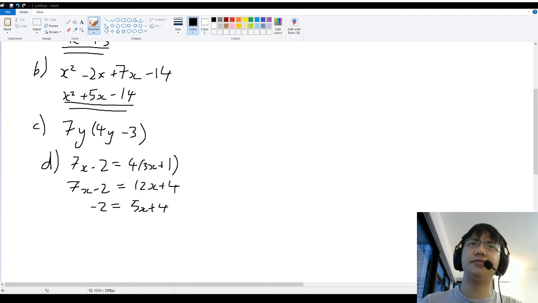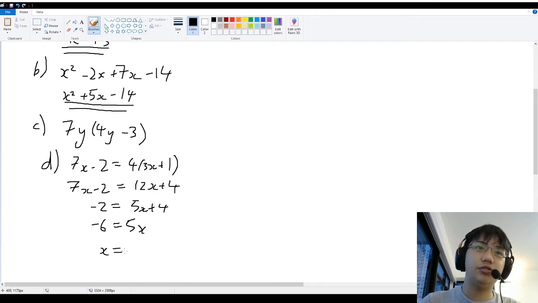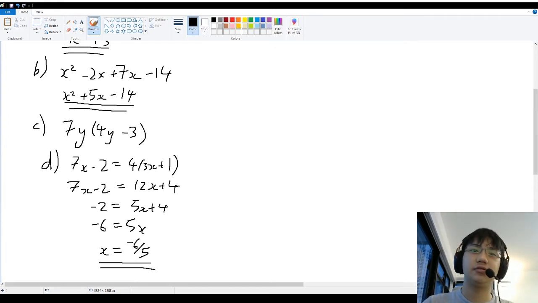Then we can remove 4 from both sides, so negative 6 equals 5x. So x equals negative 6 over 5, since we divided both sides by 5.